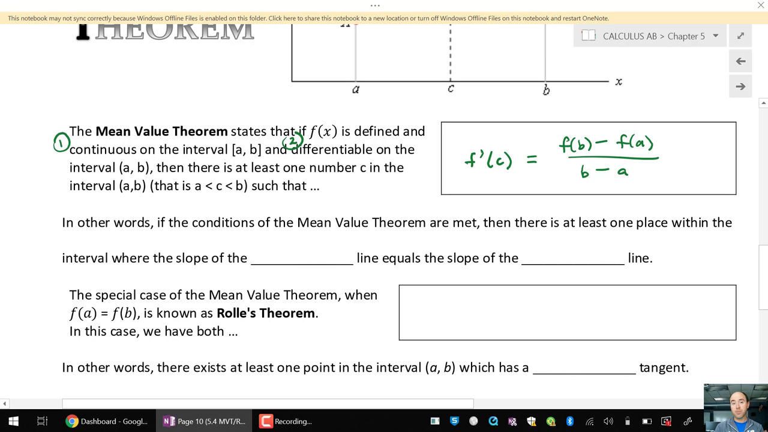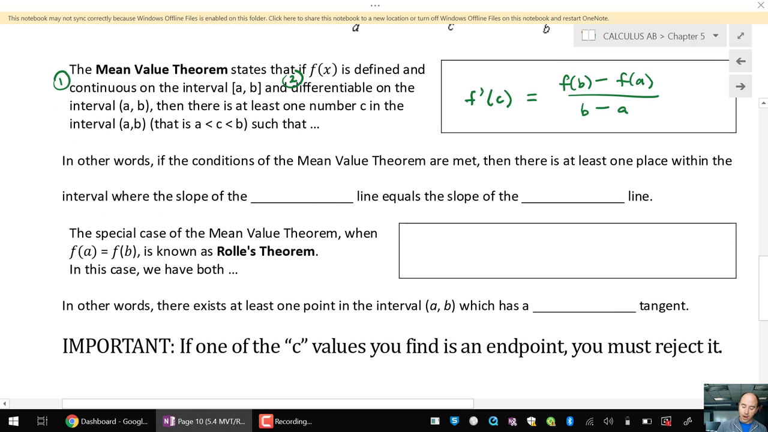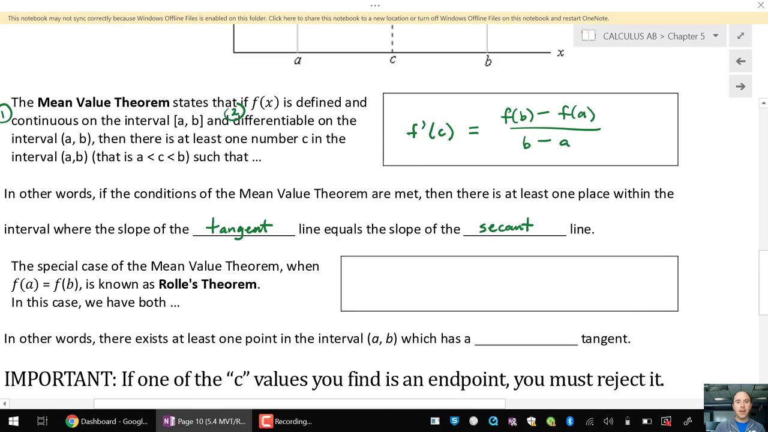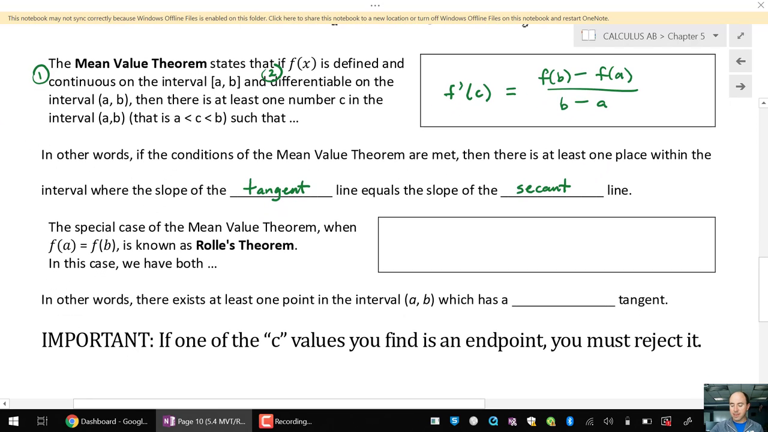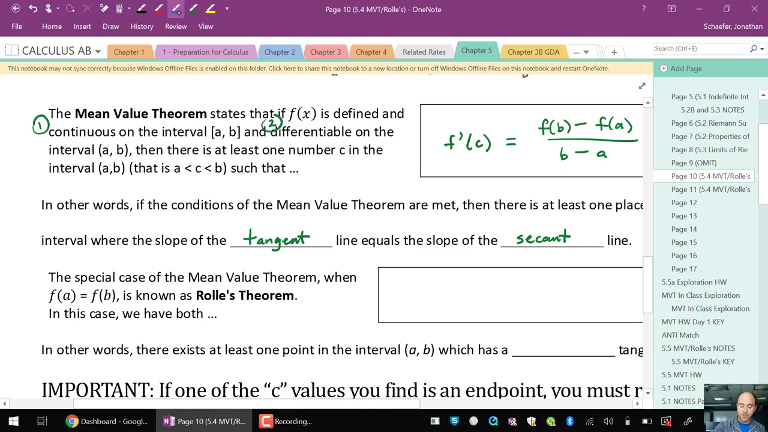So continuity must be proved or shown, and then differentiability must also be shown. If that happens, then we can actually apply the MVT, and we guarantee the existence of this derivative value. In words, if the conditions are met, again, the slope of the tangent equals the slope of the secant. So that's the mean value theorem, and I'll show you a couple examples in this video on how that works.